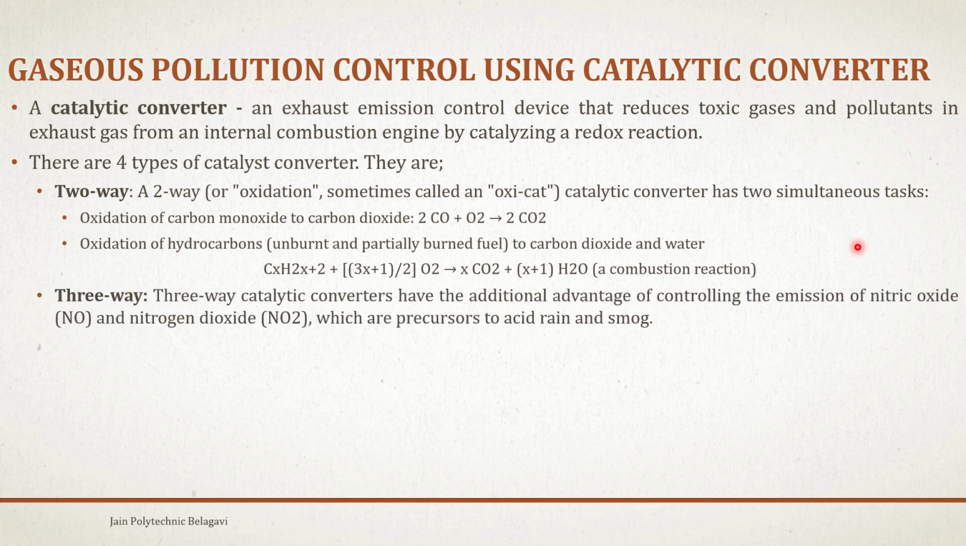Next, there is 3-way. This 3-way catalytic converter has the additional advantage of controlling the emission of nitric oxide and nitrogen dioxide, which are precursors to acid rain and smog. These are the 2 gaseous pollutants which lead to acidic rain, along with sulfuric acid. And this 3-way catalytic converter will help in reducing these 2 gaseous pollutants from the air.